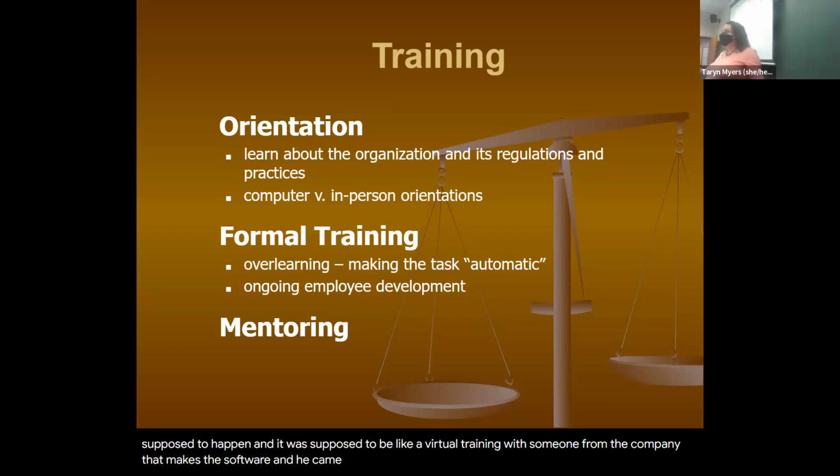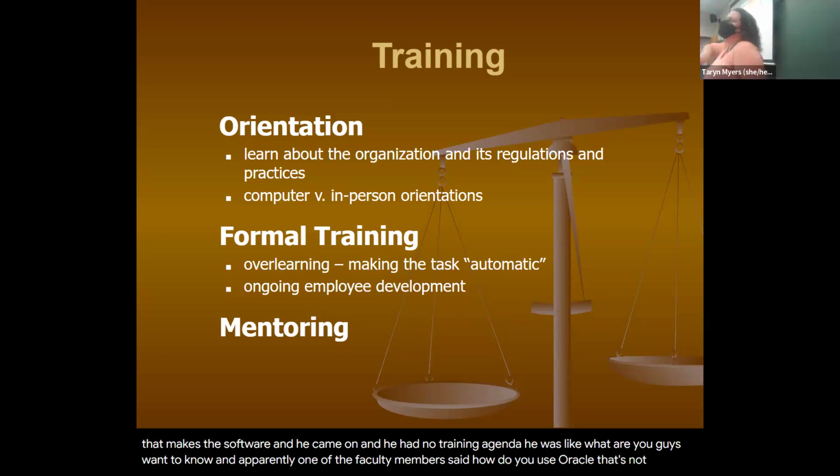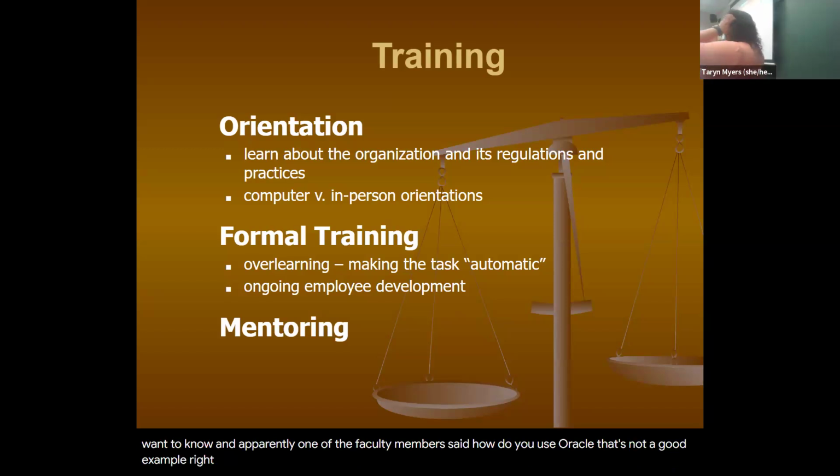And he came on and he had no training agenda. He was like, what do you guys want to know? And apparently one of the faculty members said, how to use Oracle. That's not a good example, right? Ongoing employee development should be things like, let's do a refresher on safety issues. We do that every year with Title IX issues as faculty and staff here.